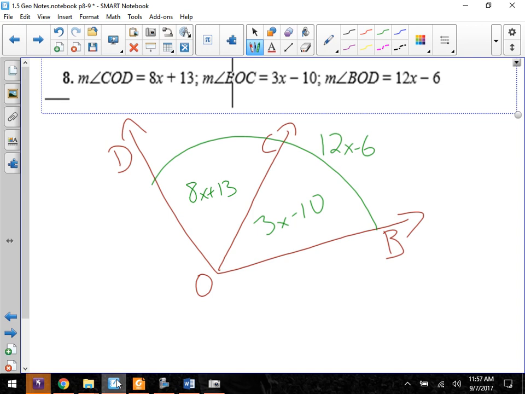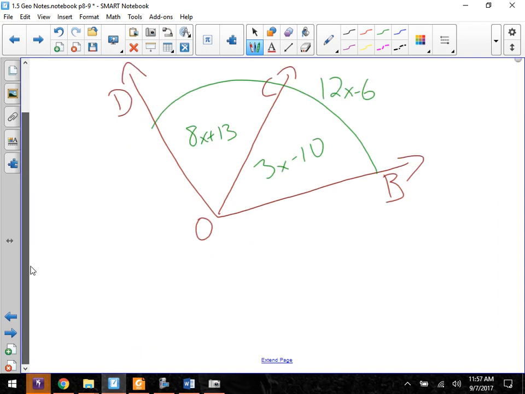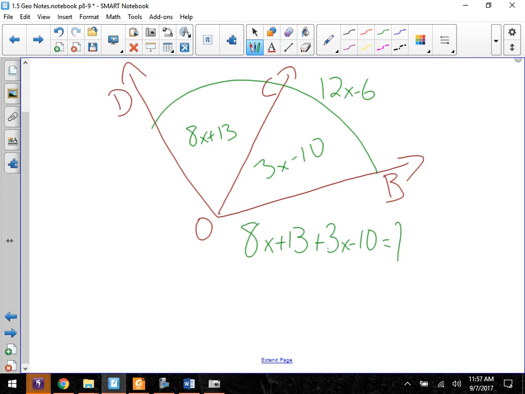Good conversation. So from here, algebraically, you know we've got two smaller angles that add up to equal the large one, so you write it out. And it's back to the same generic setup. Combine your like terms, you get, what is that, 11x and a 3?